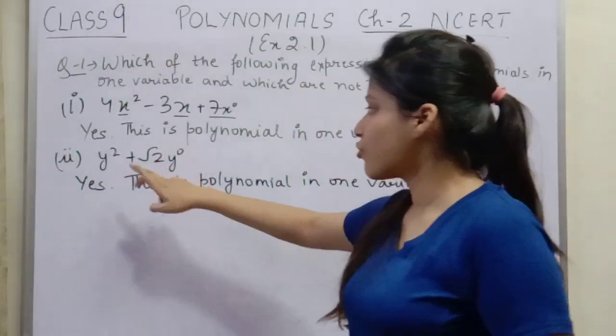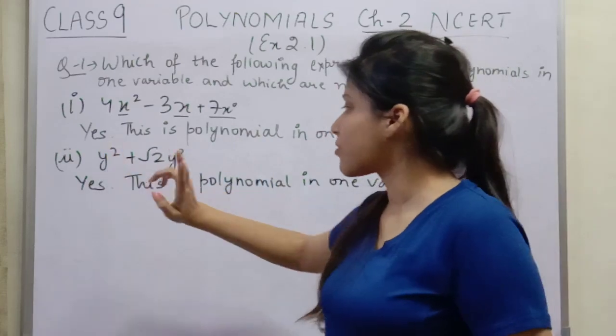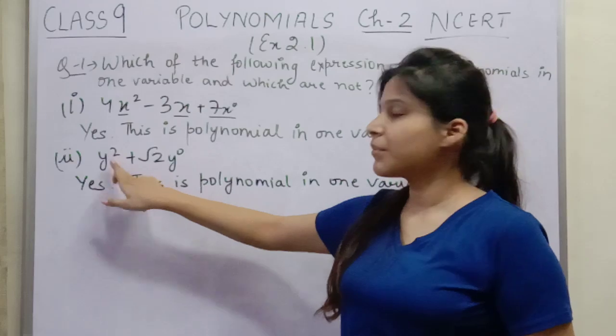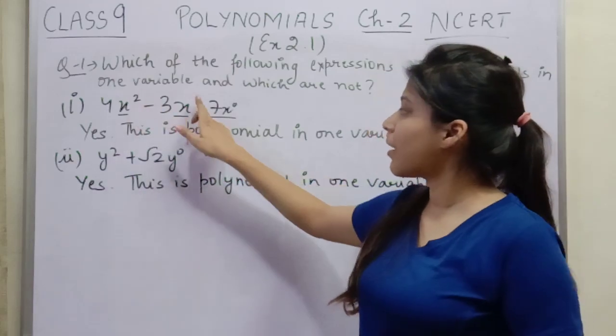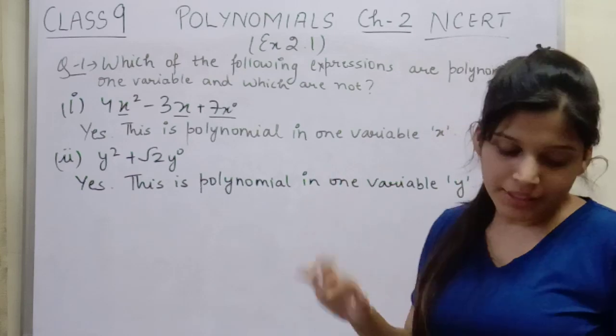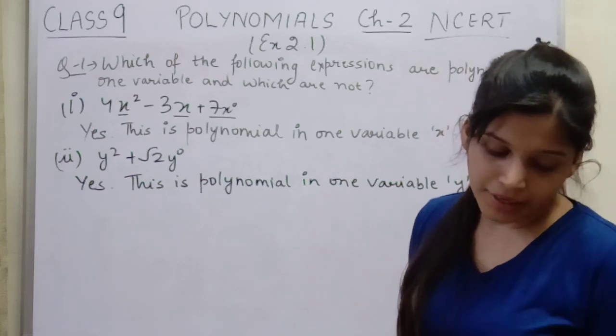Okay. And also this is a polynomial because the powers of y, y squared and y to the power 0, are whole numbers. 0 is a whole number, 2 is also a whole number, 1 is a whole number, 0 is a whole number, right? So this was the second part. Coming to the third part.